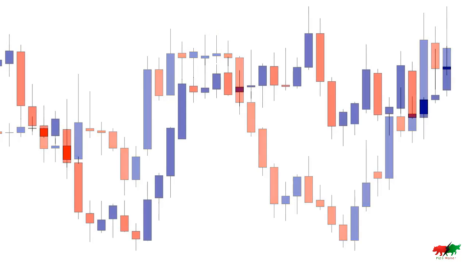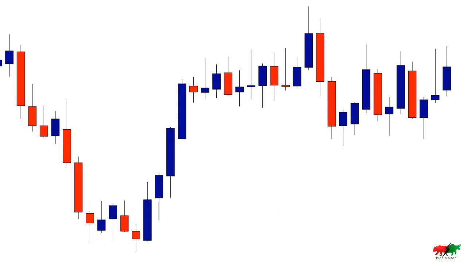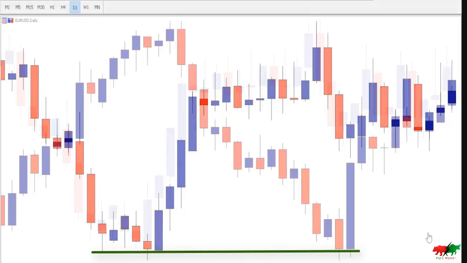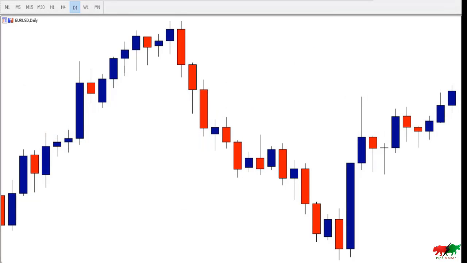When drawing a demand zone, we draw a distal line that covers the lower shadow of the candle and the proximal line at the upper shadow of the basing candle. Let me give you some real chart examples.